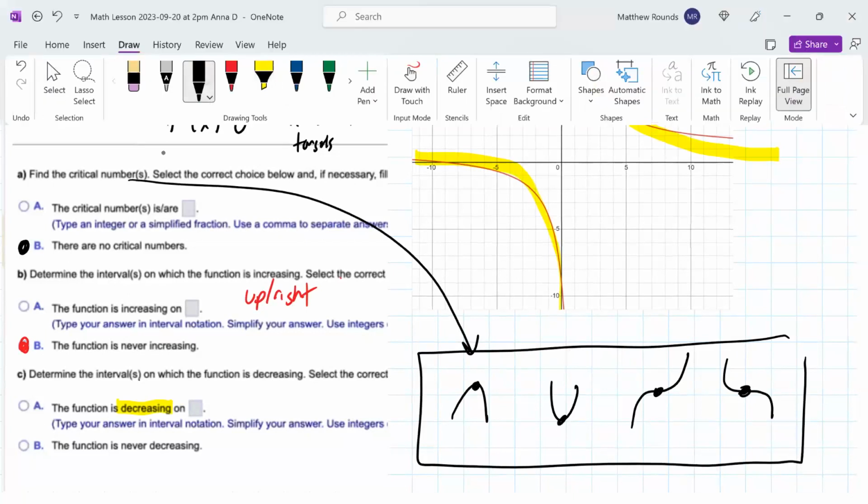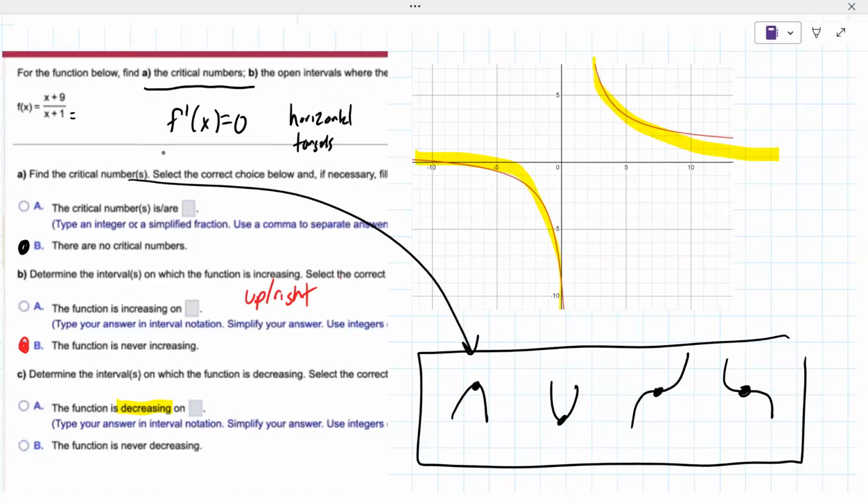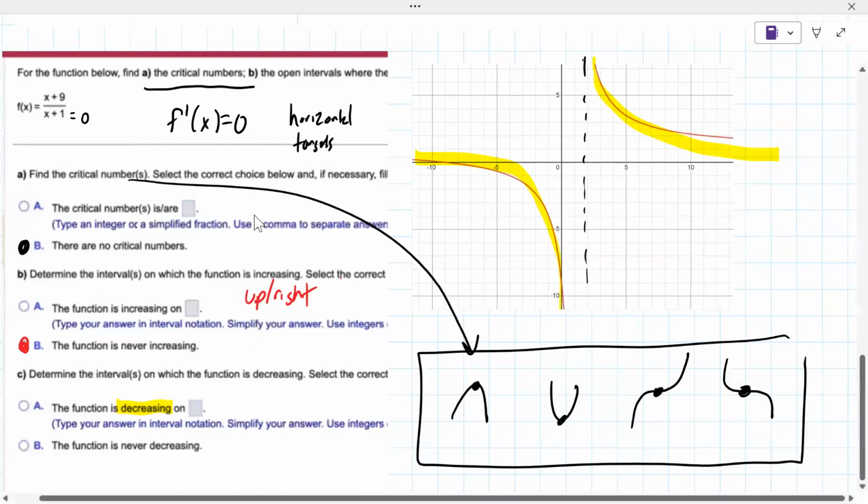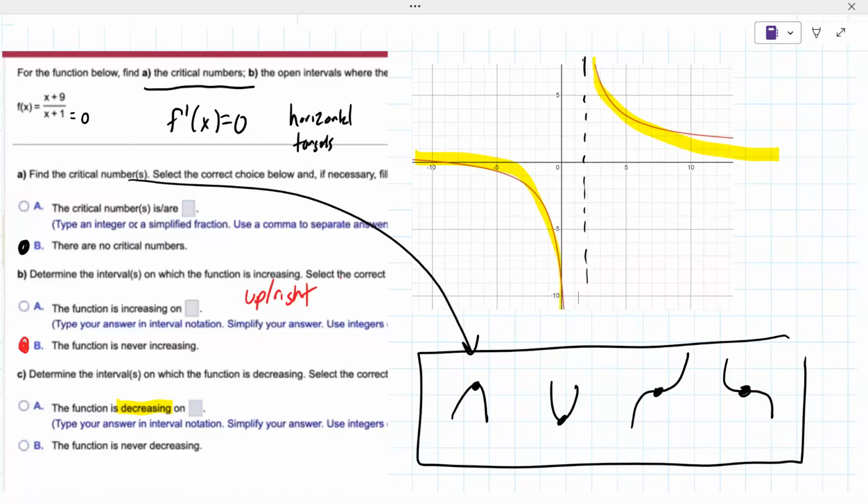From your previous courses, you're supposed to know that where the bottom equals 0, it's what's called a vertical asymptote. So at x equals, sorry, I graphed this wrong.